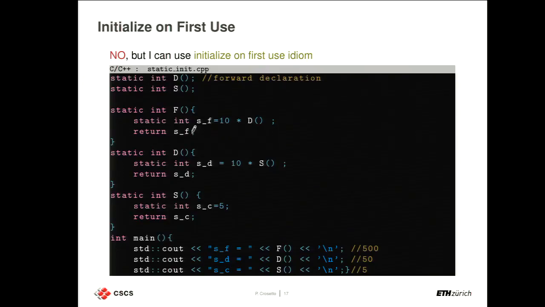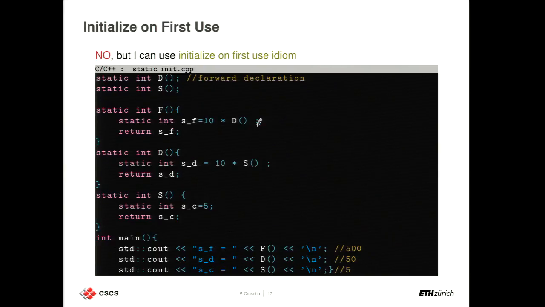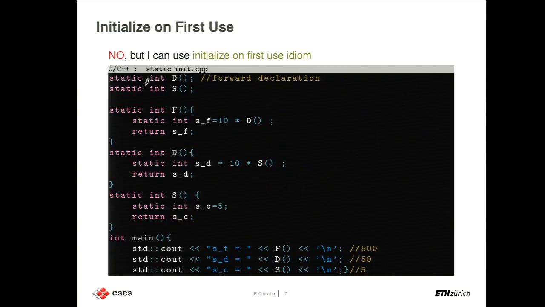So this works because these are static, so their allocation is not on the stack, which usually is for normal local variables. These are not local variables, and since they are static, they will be initialized only once. And the first time that you call the function, they will get initialized. The second time, this part will be skipped, and it will just return this value.